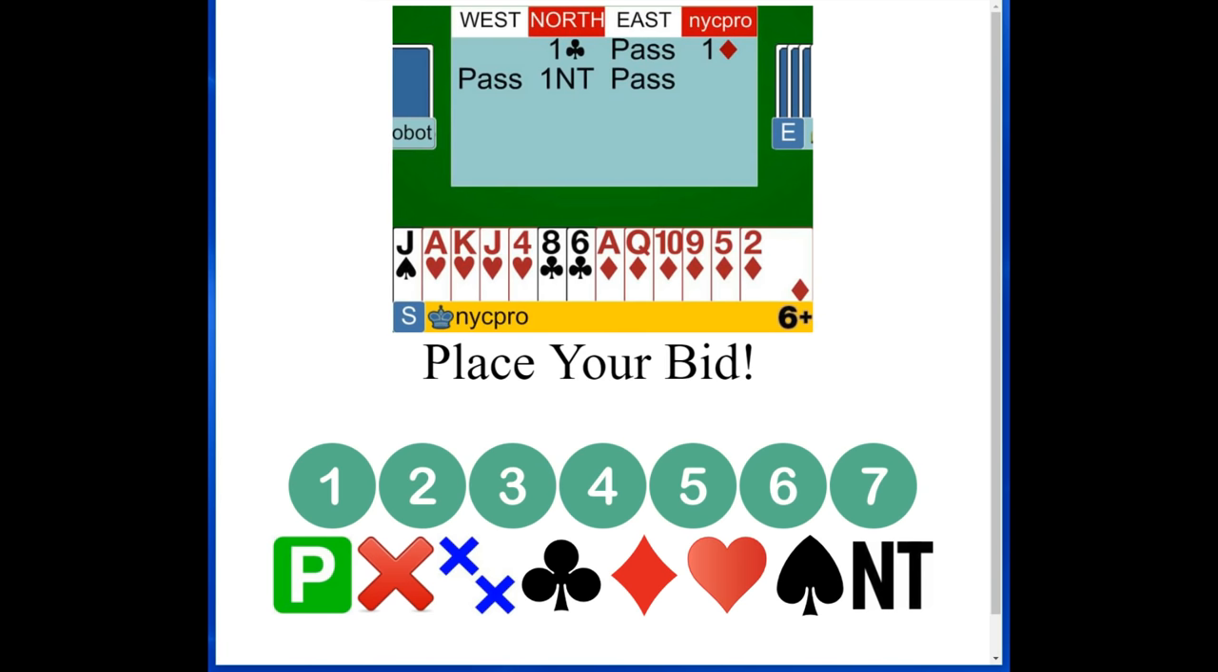you should be able to make the correct call here. You've responded one diamond to partner's one club bid, and they have rebid one no trump, and it is your call now.